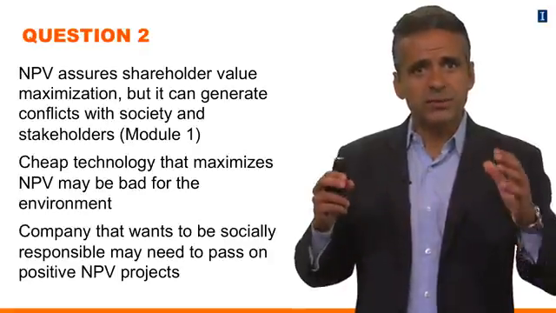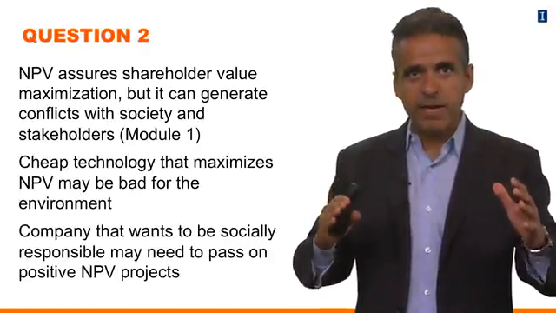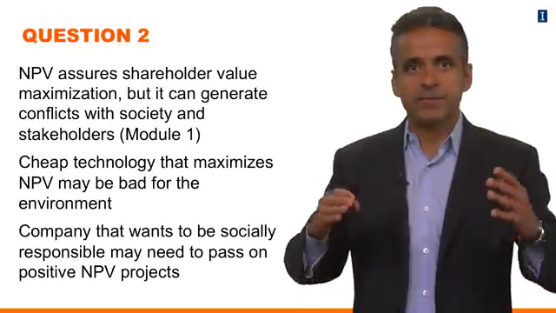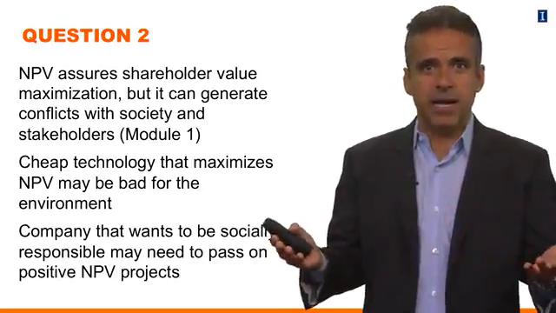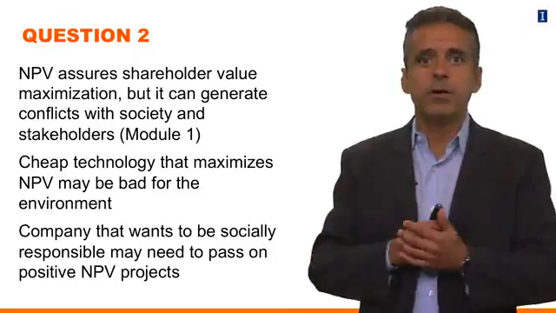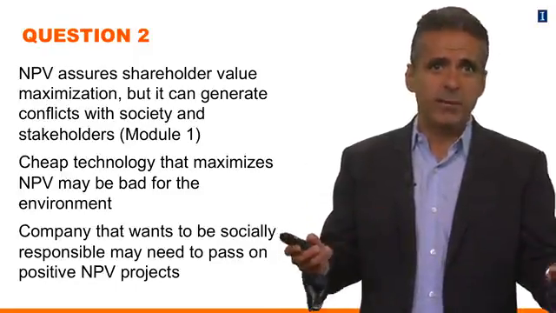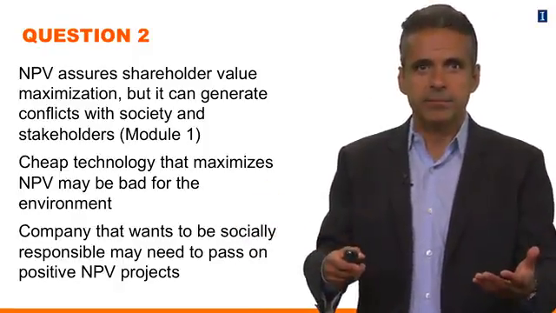Question 2 is just to remind you that the only thing that we are sure with NPV is shareholder value maximization. NPV does not ensure that we're going to eliminate conflicts with society. That's a simple point, but it's worth emphasizing. For example, a cheap technology may maximize NPV because of lower costs, but it might be bad for the environment at the same time.